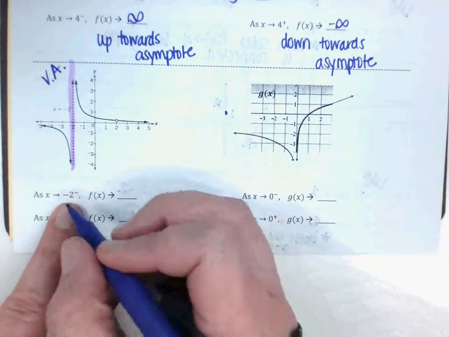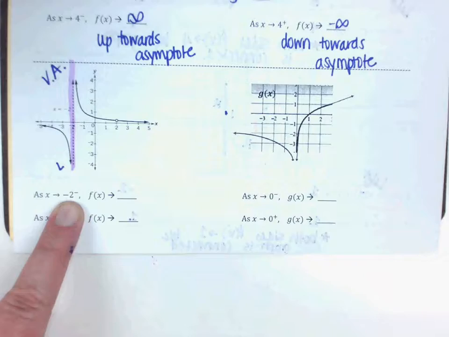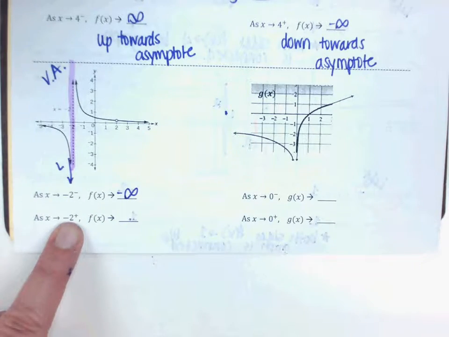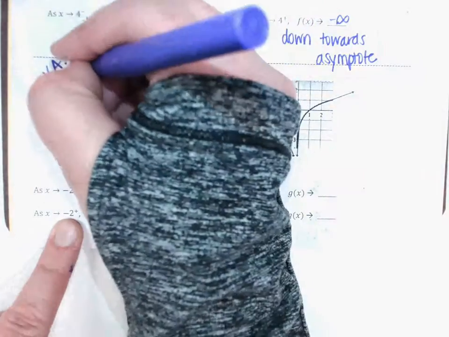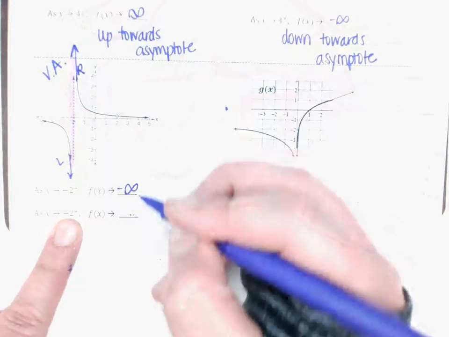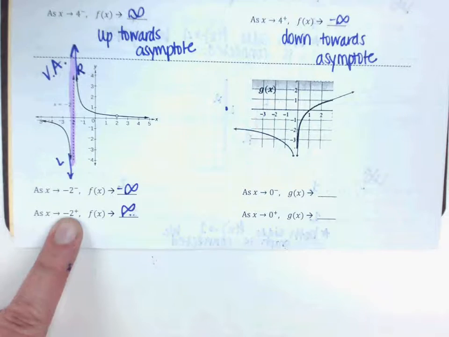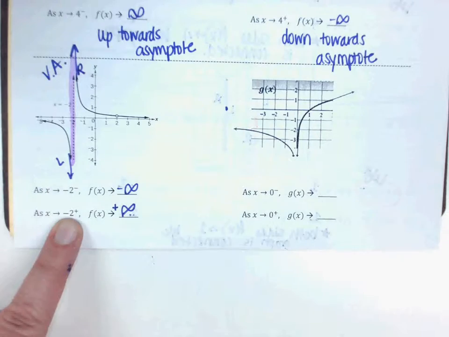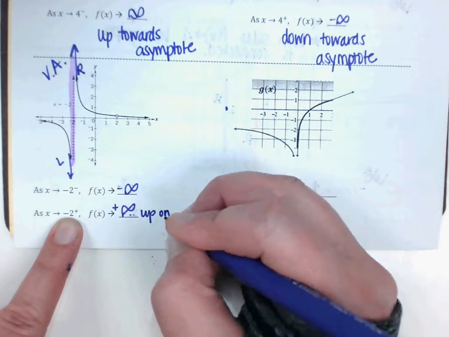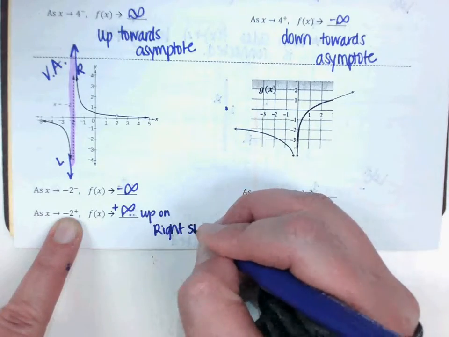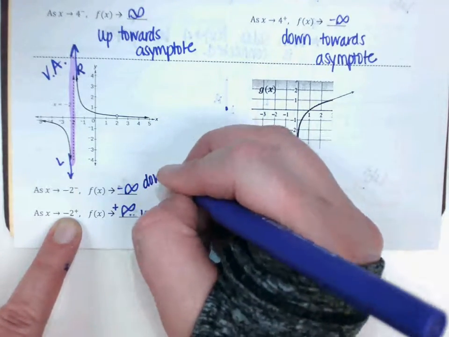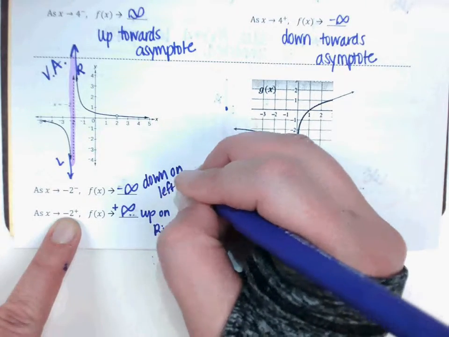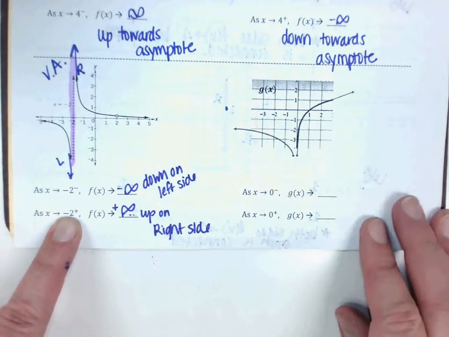If I'm on the negative side, that is the left side. What is the graph doing? Going up or down? So that's a negative infinity. What about negative 2 from the plus side or the right side? It's going up to infinity. Now, if you don't want to put the plus, this is the same. But if you want to put it, that's okay too. So remember, it's up on the right side, and it's going down on the left side. Make sense?